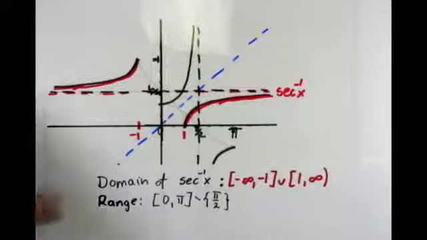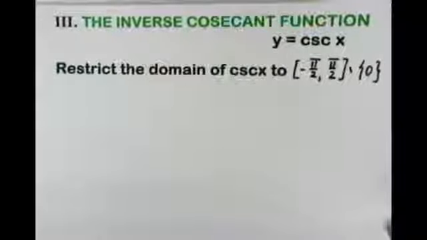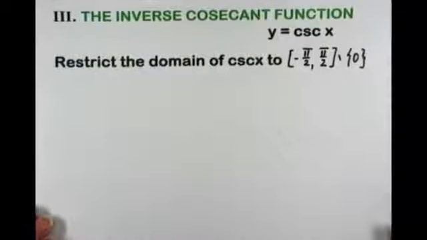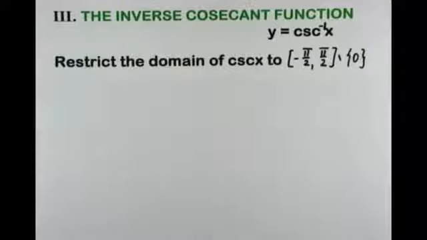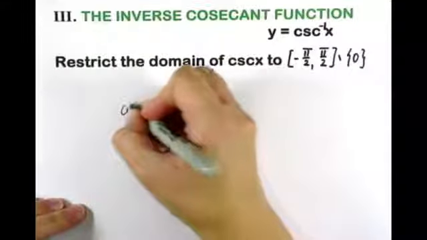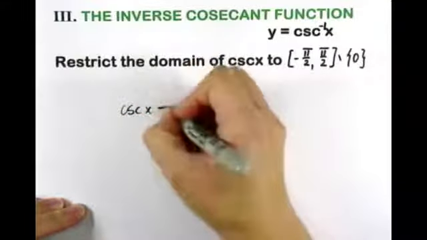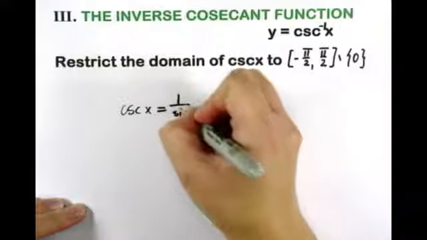And now we would like to find the inverse of the cosecant function. Let's recall the graph of the cosecant. So it's going to be cosecant inverse, and we need to restrict the domain of cosecant to this graph. Let's recall that cosecant x is nothing else but 1 over sine x.